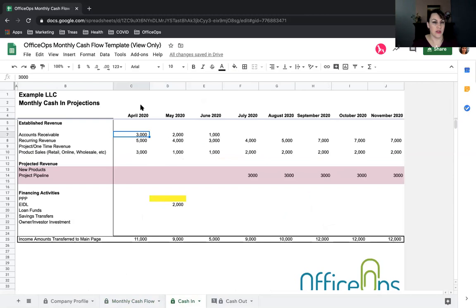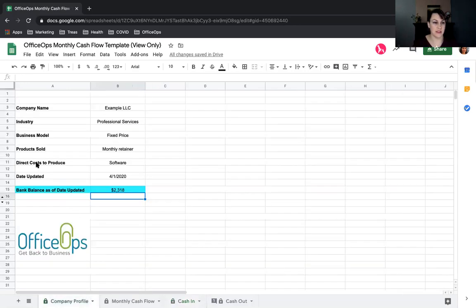So how do we look at this income projections? We want to think back to our business model and start thinking of the different products that we're selling.